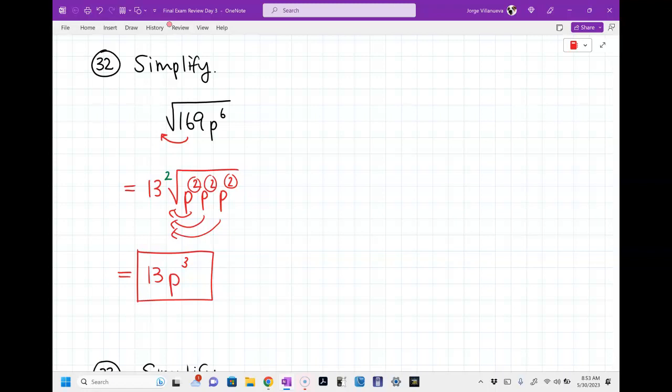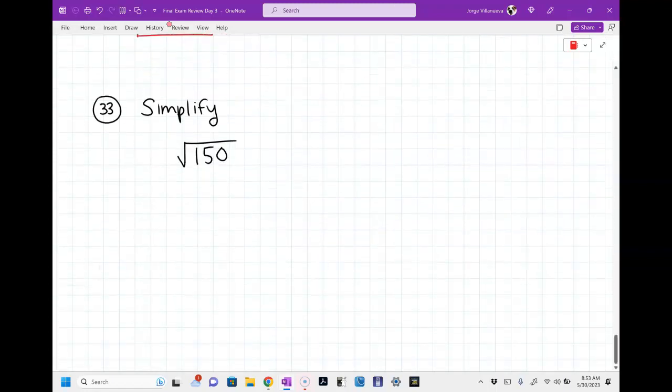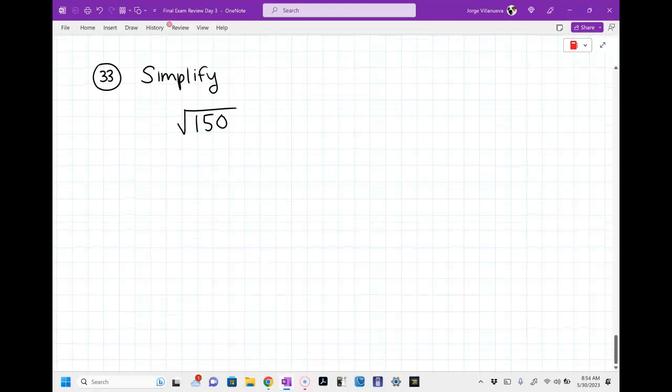All right, and we got one more, and that's it. And again, this one you can do on your calculator. But in case you can't, we got to think of how to simplify. So how can I rewrite 150? 15 times 10, but do any of those have square roots? No, right? So think of something else that can give you, let's say, 50 that has a square root. What number divides 50 that has a square root?